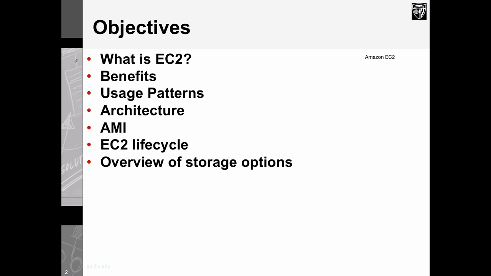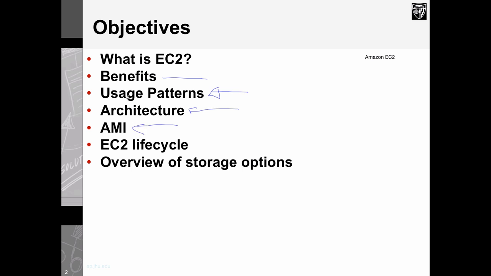Then we look at some of the benefits of the EC2 service, some of the usage patterns when we want to use EC2 for what type of services. We look at a brief architecture of EC2. We look at AMI, which is Amazon's machine image. We learned about machine image in the previous section.